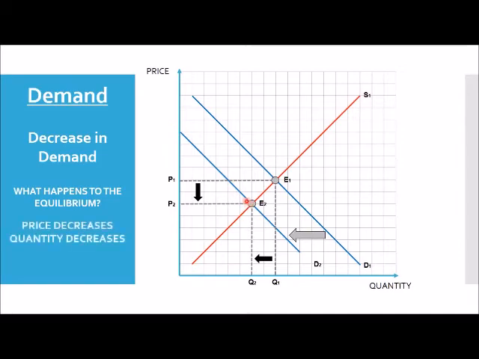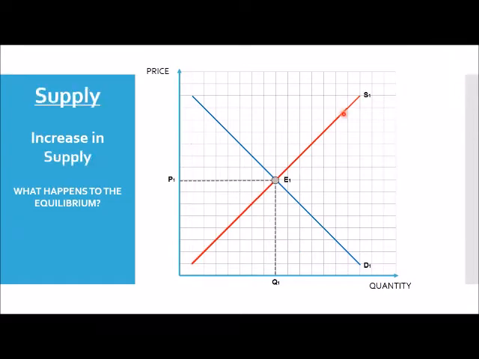And so again, whenever we see a decrease in demand, our price is decreasing and our quantity is also decreasing. Adding to our chart over here, when demand decreases, we see equilibrium price is negative. We see equilibrium quantity is minus, or negative.